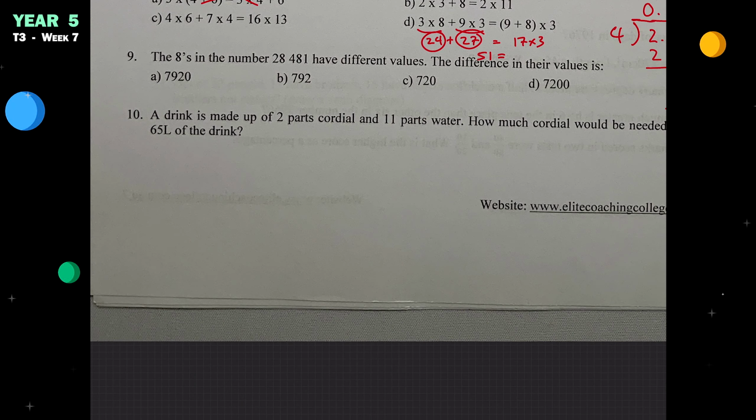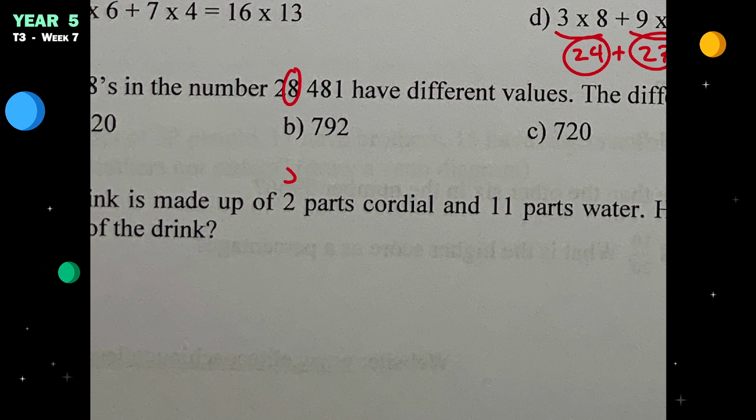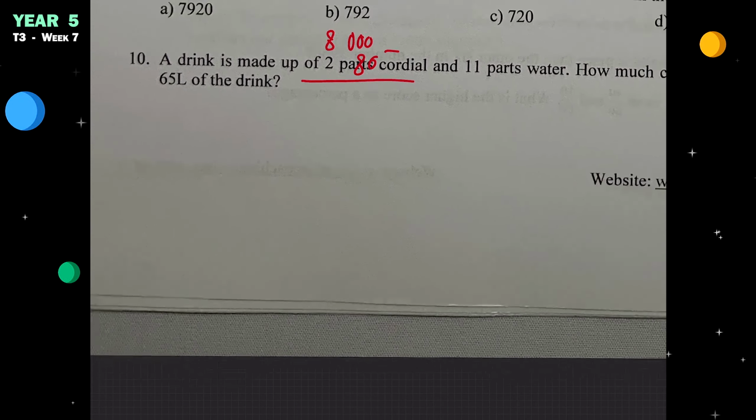The 8s in the number have different values. The difference in the value is what? So let's look at this one. This is 8,000, so 8 with 3 zeros. And this 8 is 80. What's the difference? Subtract it. Get the answer. Question 10.